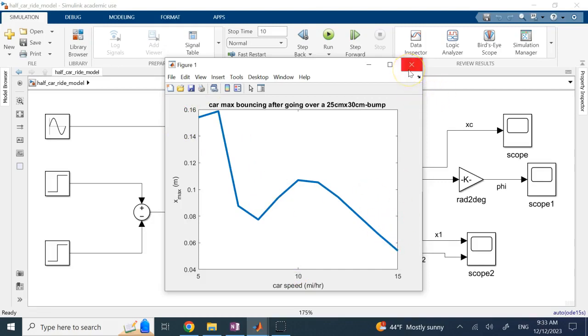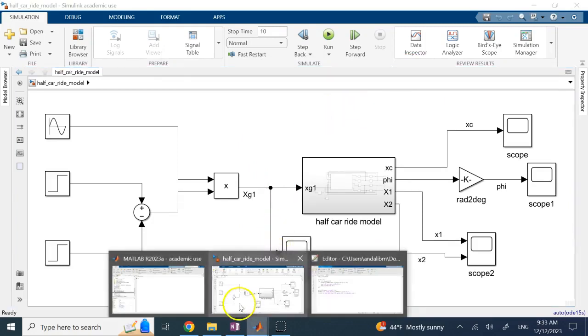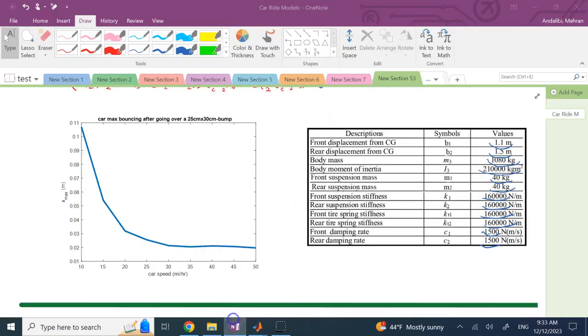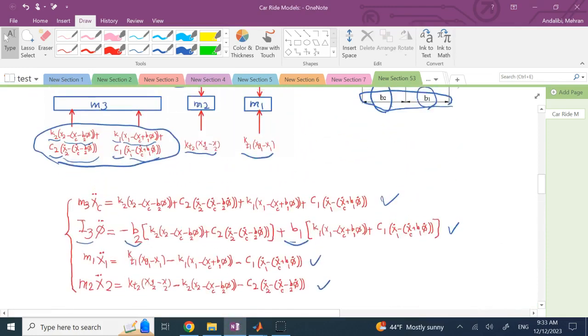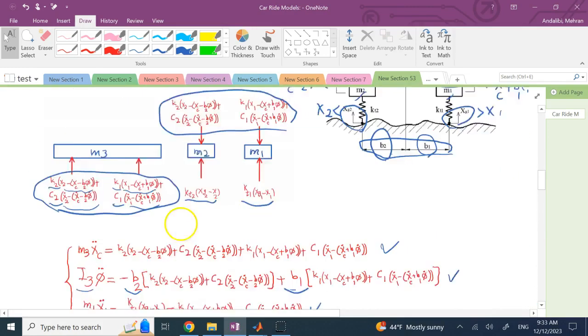Okay, and then let me know what you think. Hopefully this showed you some insight into how to model and how to simulate the half car ride model.